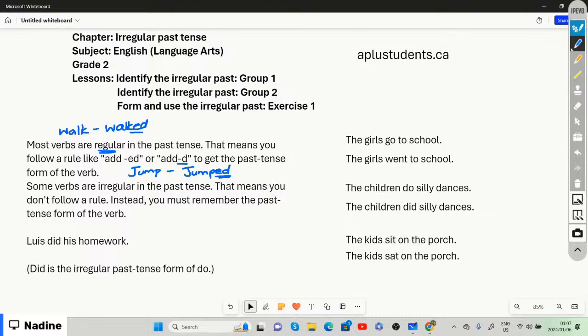But then again, some of our verbs are irregular in the past tense, which means that they do not follow any rules. They do not follow any rule where we add d or ed to our verb. You are just going to have to remember the past tense form of the verb, because most likely the wording changes, or certain letters change within that specific word, when we try to form the irregular past tense.